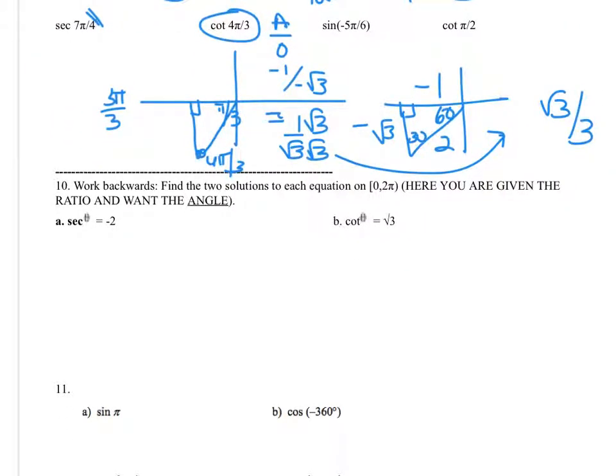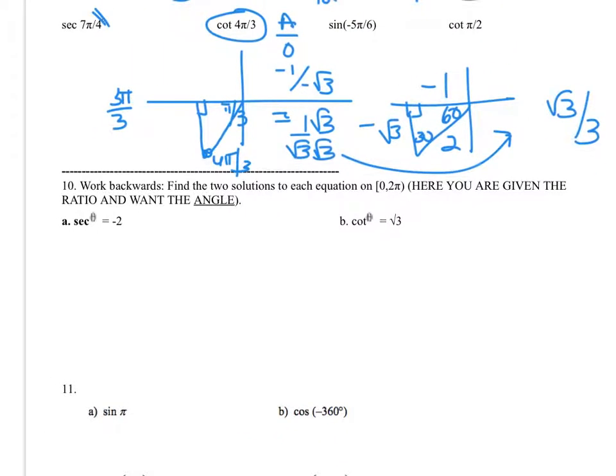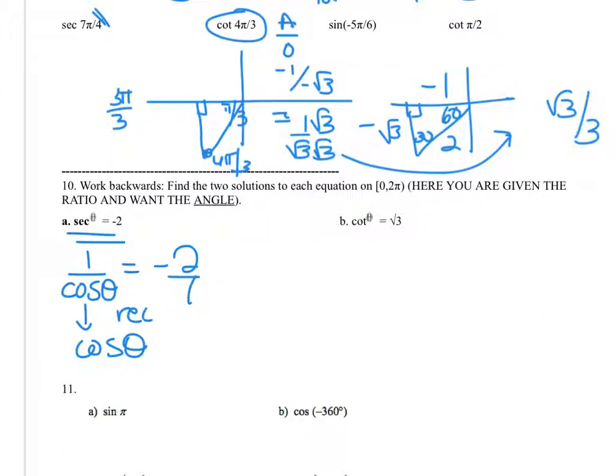And finally, to work backwards, what is the angle whose secant is -2? So now I'm trying to find the angle. I have the ratio. Instead of dealing with secant, I'm going to deal with cosine. I'm just going to reciprocate this side and get cosine, and then reciprocate this side and get -1/2. And I have to think, where is cosine -1/2? Well, cosine's my x value, so that means that it's negative.